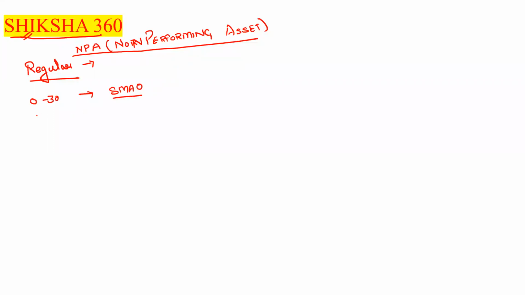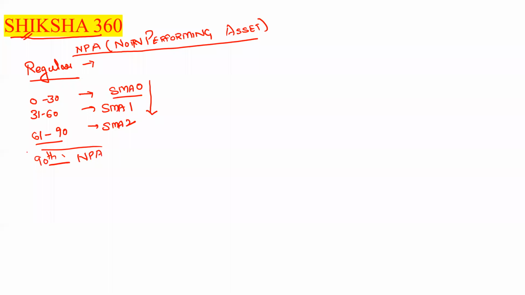SMA 0, special mention account. And after that, if the person is not paying installments between 31 to 60 days, the account is under SMA 1. Further, if the installments are not paid for 61 to 90 days, the account goes into SMA 2. These are the stages by which the account goes into NPA, and finally on the 90th day, the account becomes NPA.